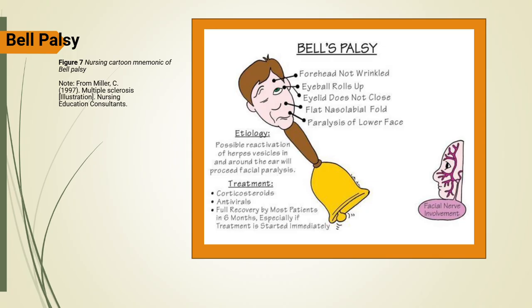Let's review. Bell's palsy is a temporary paralysis of the facial nerve, cranial nerve 7. It typically occurs on one side of the face and comes on suddenly, often overnight. Because the facial nerve controls eyelid closure, blinking, smiling, and the forehead muscles, the symptoms become very noticeable. One of the key features is that the forehead does not wrinkle on the affected side. This helps you differentiate Bell's palsy from a stroke, because in a stroke, the forehead usually can still wrinkle.